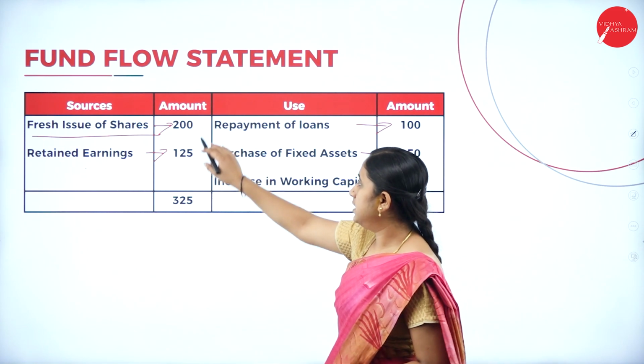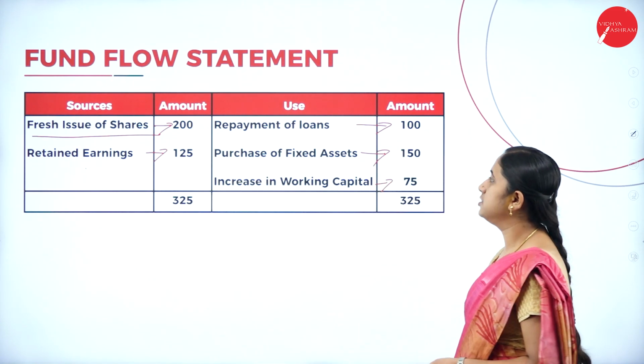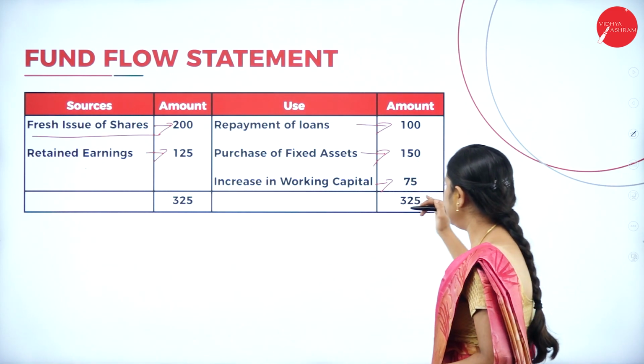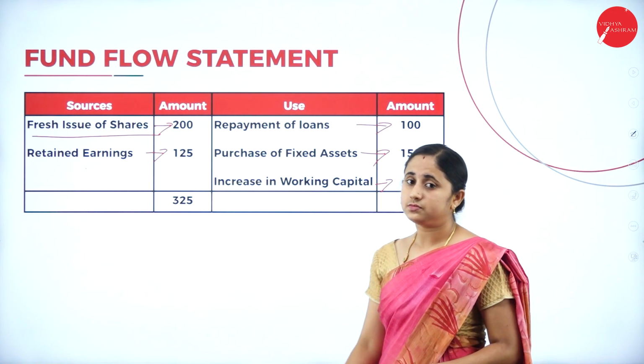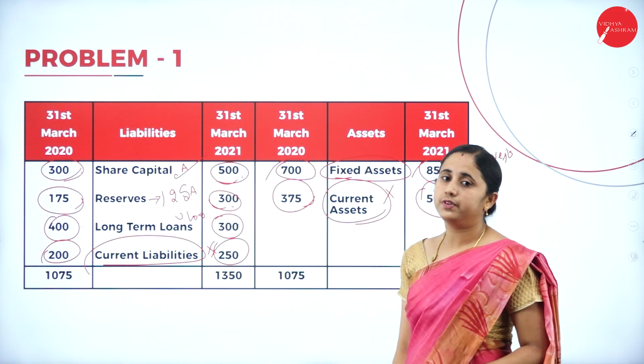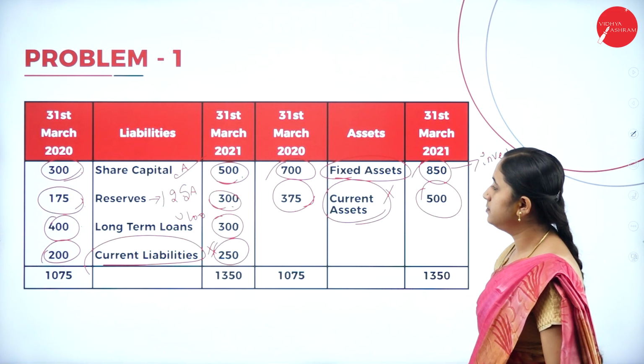Now make the total of sources and applications or uses. So now it is 325 and 325. Our fund flow statement is balanced. This is all about the first problem. This is the question solution.